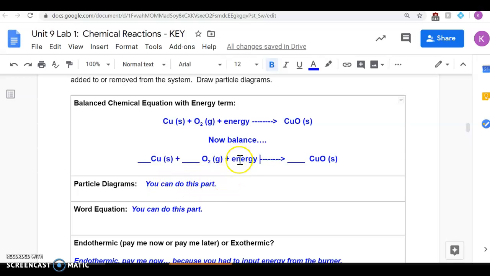You don't have to diagram anything for the energy. It just is what it is. The particle diagrams you can do. The word equation, I hope that you can do at this point.